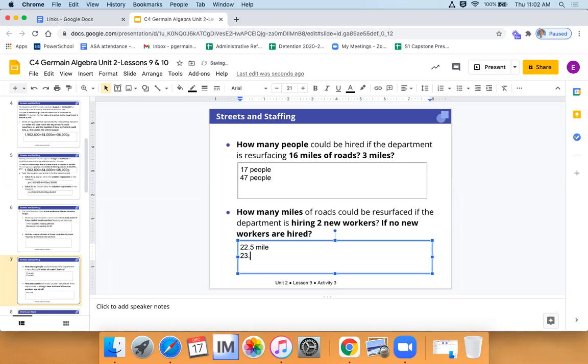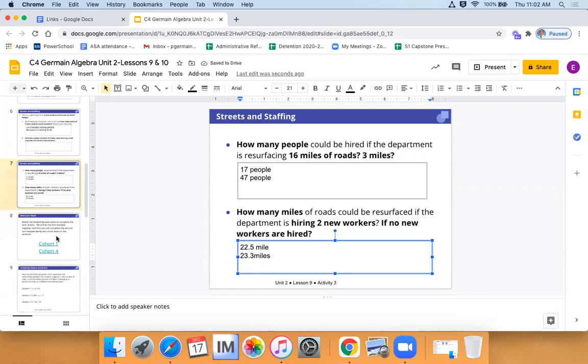23.37. Very good, Julia. 23.37 miles, because we said we can do decimals. I think your decimal is one place over, Melina. I think it's supposed to be 23.3. Nice job. We could say 23.37 miles, or we could round it down to 23.3 miles. Awesome job, my friends. You guys are so super fantastic.